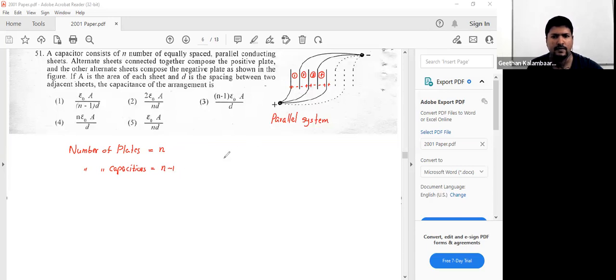We can take the capacitance of one capacitor as C equals epsilon naught A over d. So the effective capacitance, C_T, is (n minus 1) times epsilon naught A over d. So the answer is the third one.